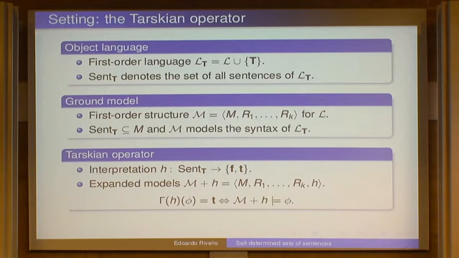Of course, this works for any unary predicate T, and to say that T is a truth predicate means that ideally we want to find an h which is a fixed point of the Tarskian operator. Since in this case, when a sentence is evaluated true by the Tarskian operator, this is already true in the interpretation h. But of course, due to the liar paradox, there exist sentences like the liar sentence for which this is not possible, and so there is no fixed point of gamma.